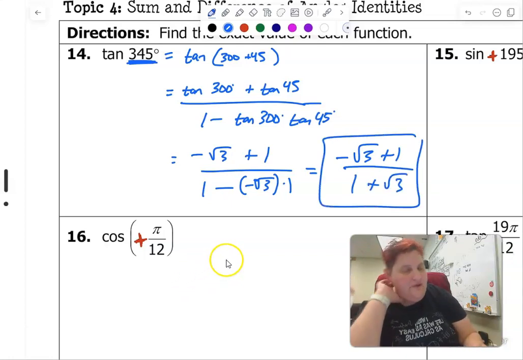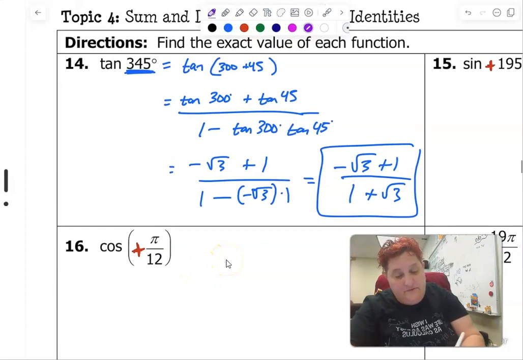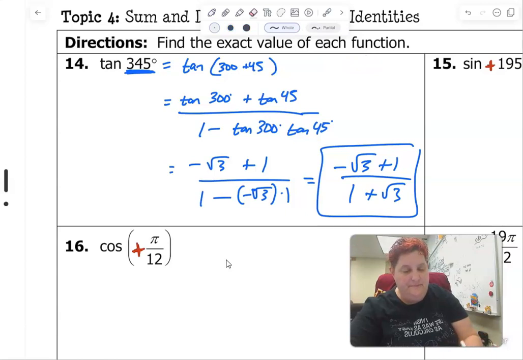Now, there are other possibilities for answers if you split this up differently. For example, if you did like 315 and 30, okay, you're going to get a different answer, but it will be similar to that. It'll be shown to be the same as that. All right.